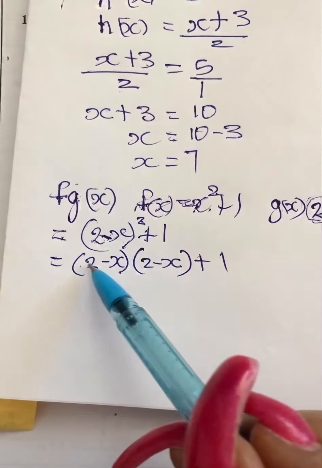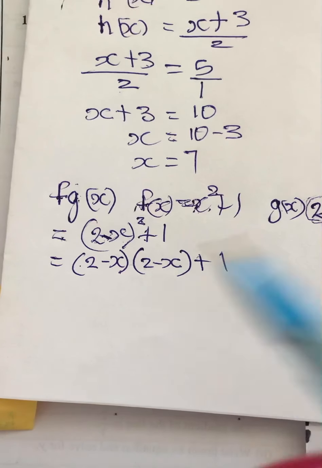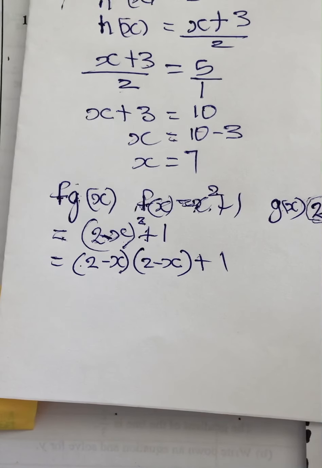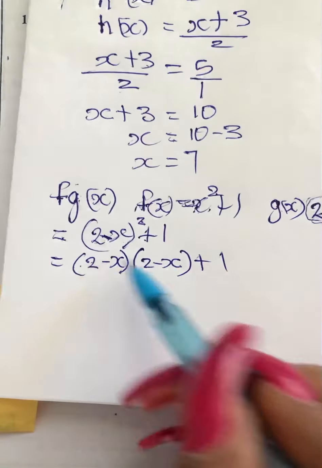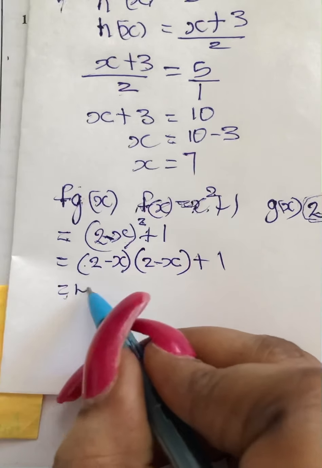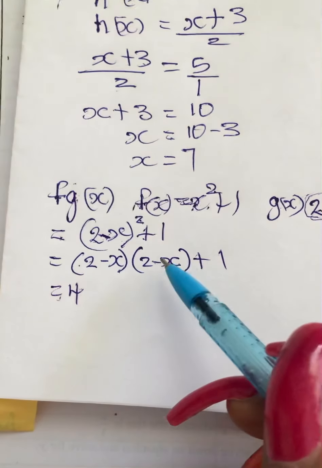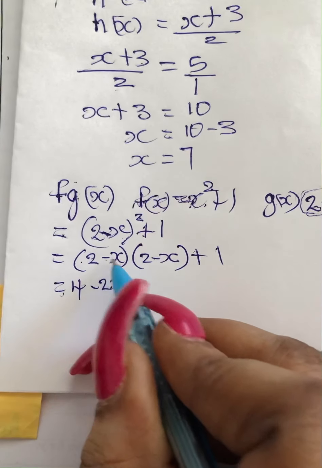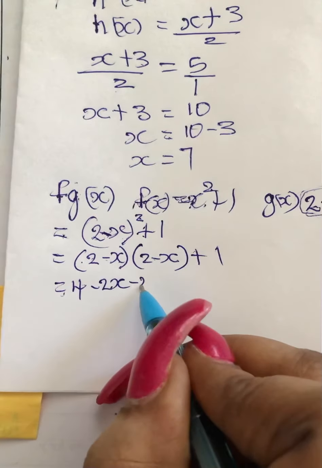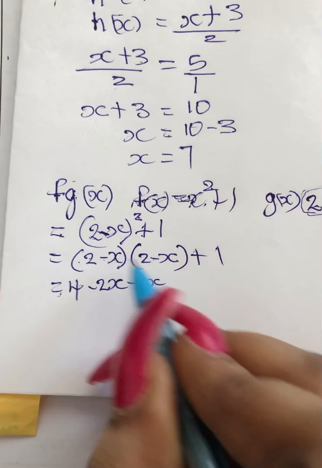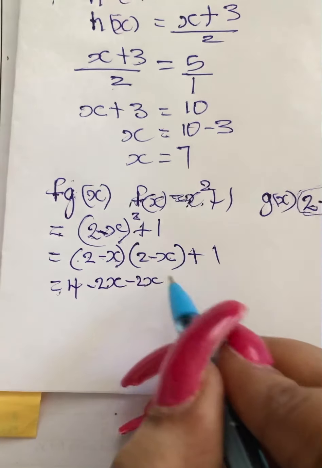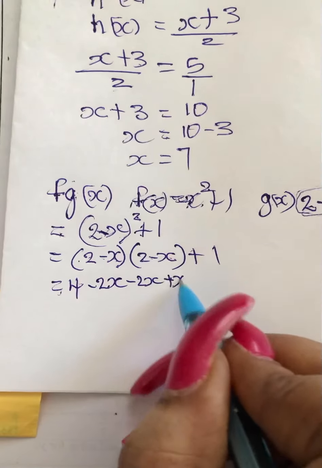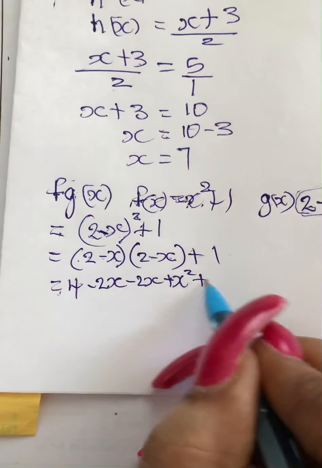Okay, so I've written it in the expanded form here, and then we can use the FOIL method. Okay, 2 times 2, 2 times negative x, negative x times 2, negative x times negative x. And then we have our plus 1.